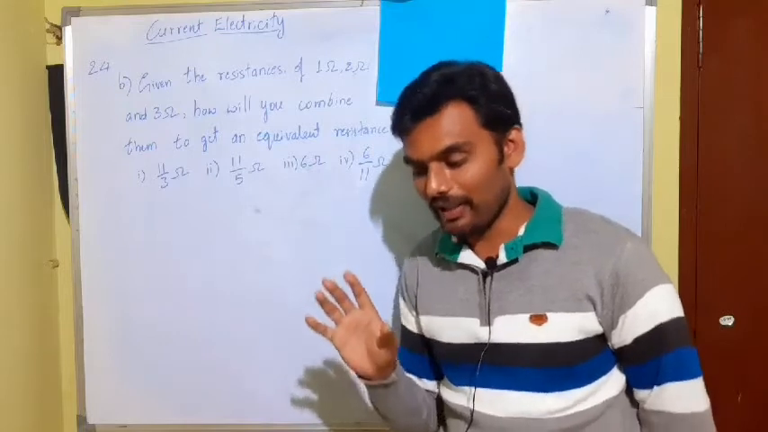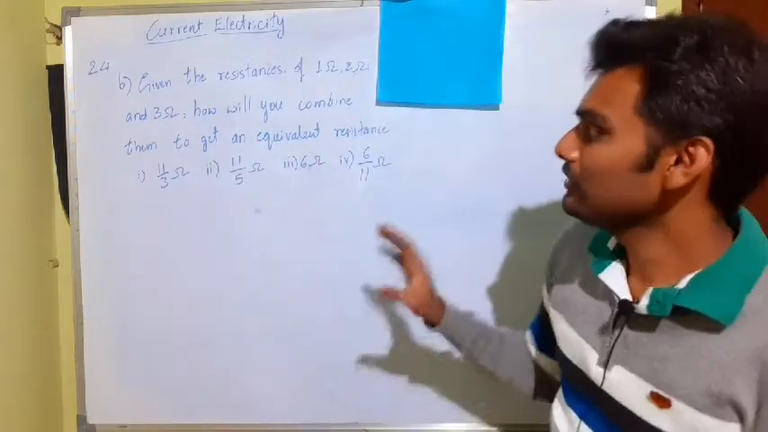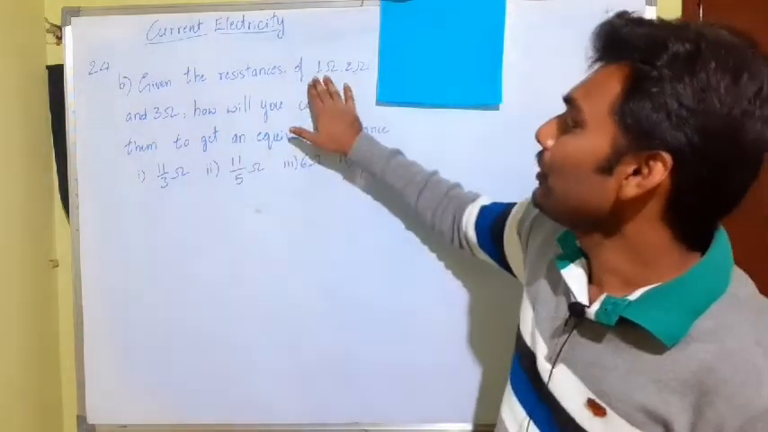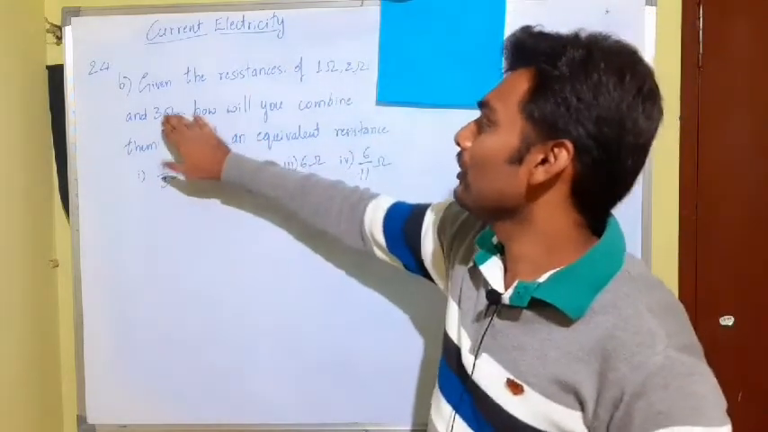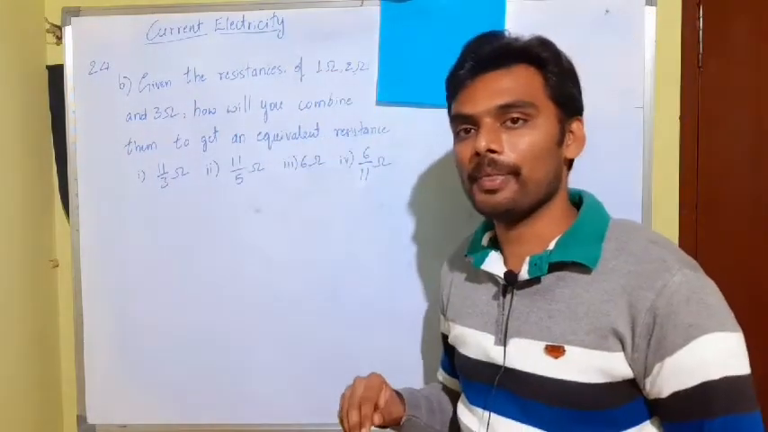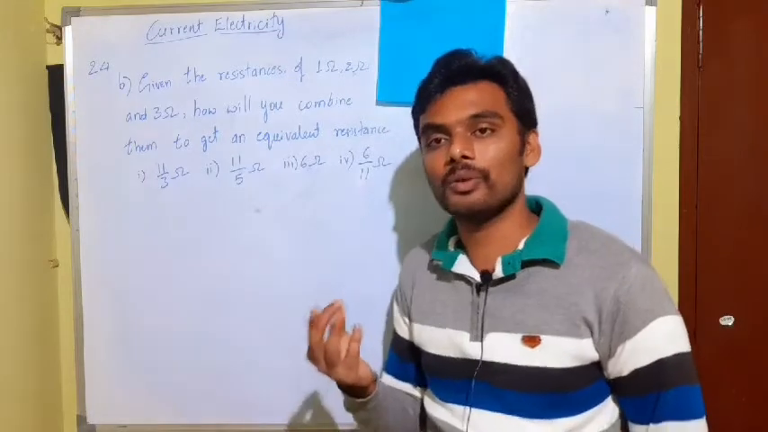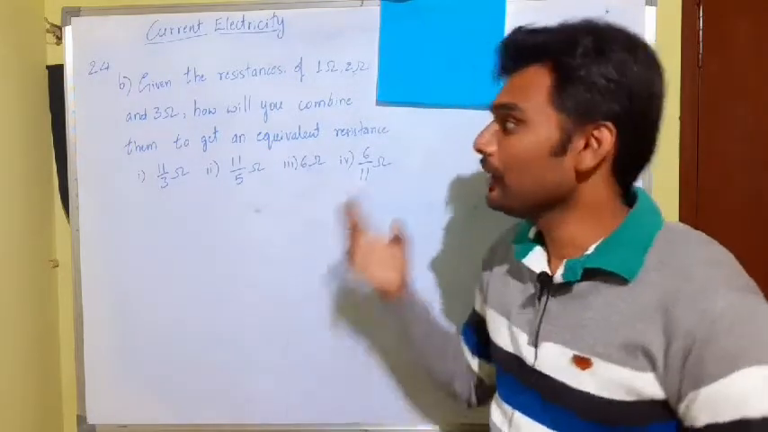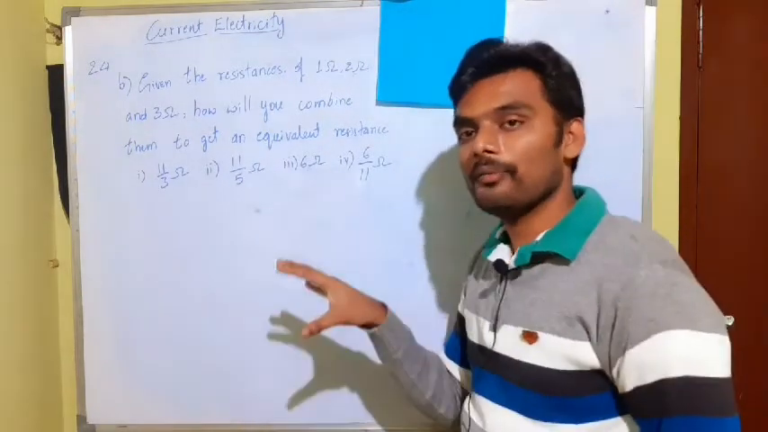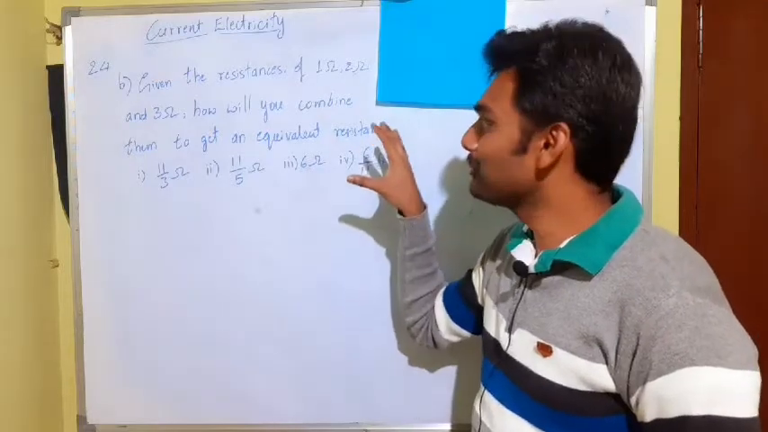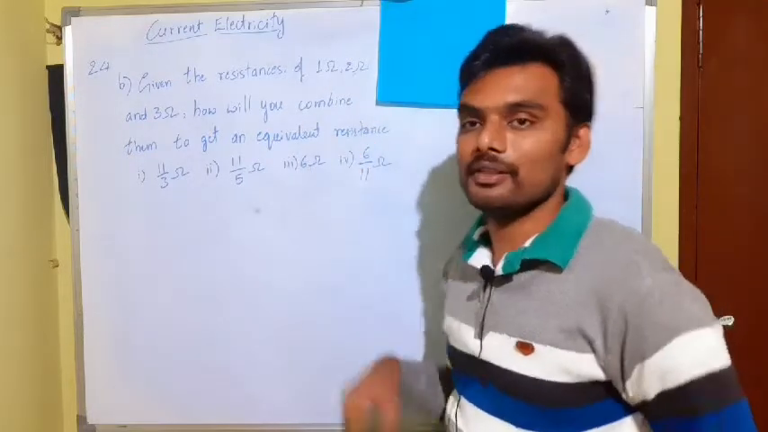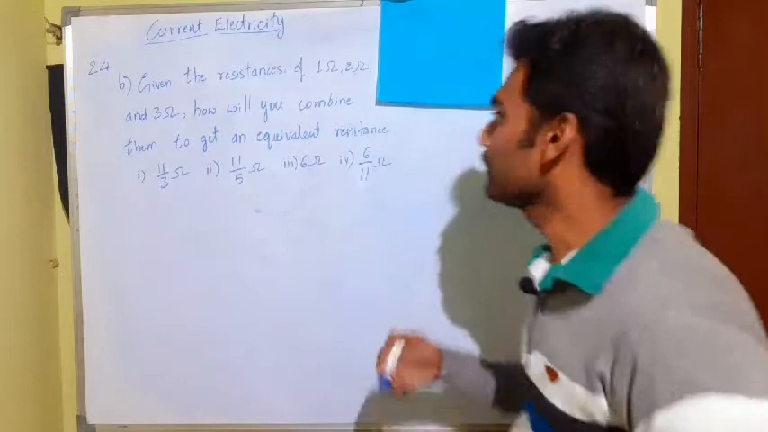So generally in board exams, these kind of questions are not asked. Even if they ask you, the strategy will be to get all possible combinations of these three resistors given. We have three resistors, 1 ohm, 2 ohm and 3 ohm. First we need to roughly draw all the different possibilities of combinations.